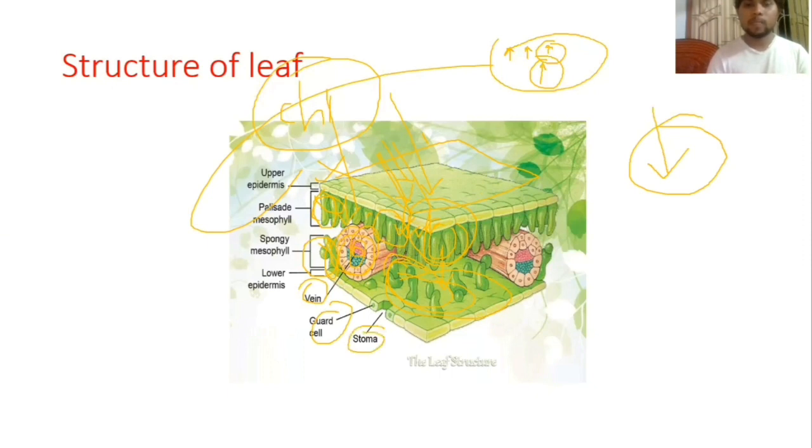Okay, stomata. Why is it required? Because it helps to exchange the gases. Like you know that for photosynthesis carbon dioxide is required, right? Without carbon dioxide, photosynthesis will not take place. So carbon dioxide is going to enter by this stomata. When stomata are open, carbon dioxide will go inside, and when stomata are closed, carbon dioxide will not enter inside the leaf. So the entry of carbon dioxide depends upon the stomata.